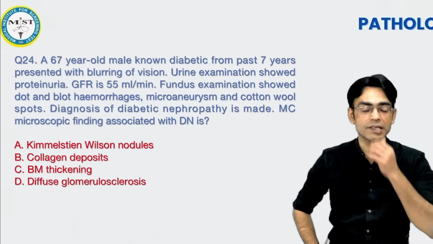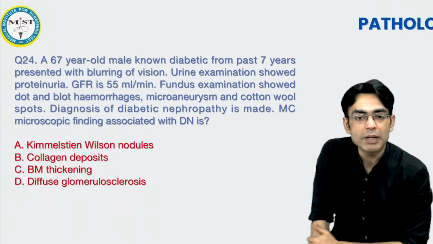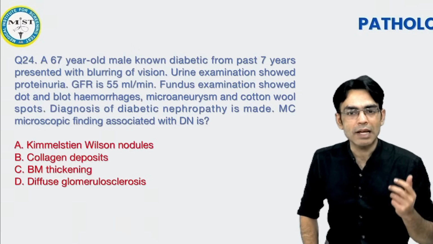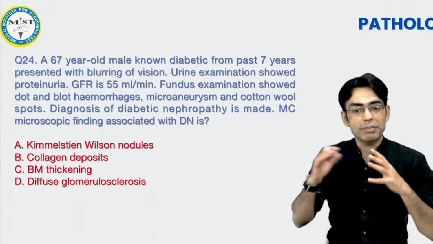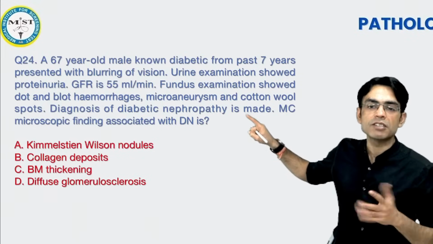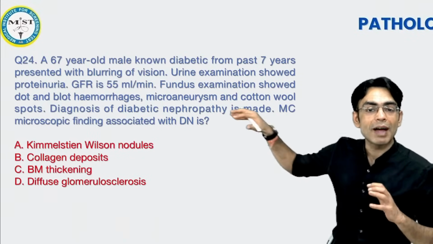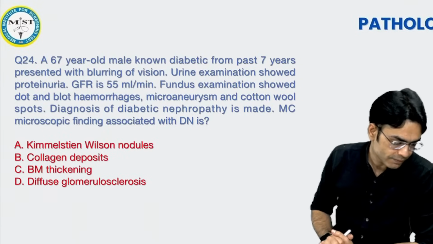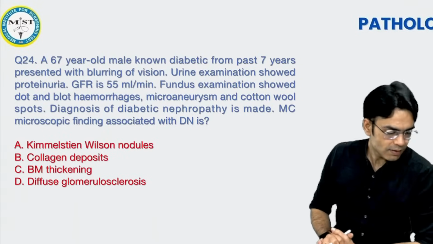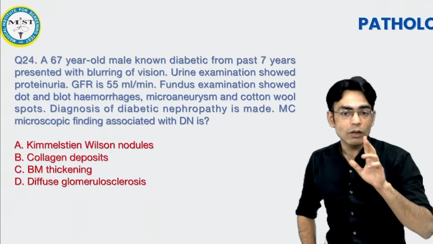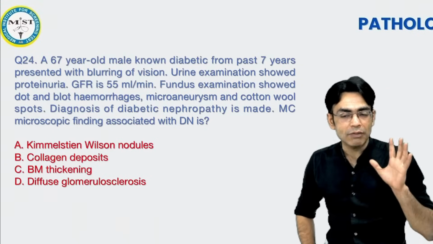Second last question, a 67-year-old male, known diabetic from past 7 years, presented with blurring of vision. Urine examination showed, look, if you read even the last 2 lines it helps. Diagnosis of diabetic retinopathy is made. Most common microscopic finding associated with diabetic nephropathy is.